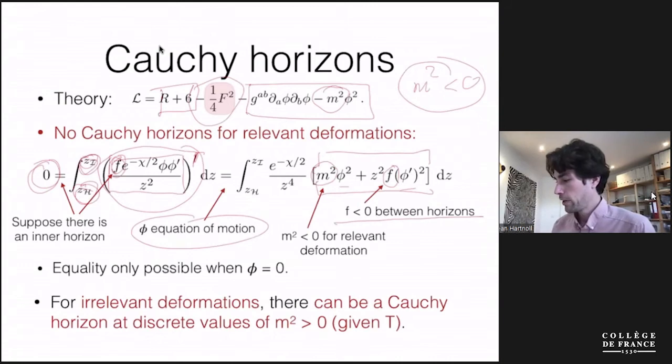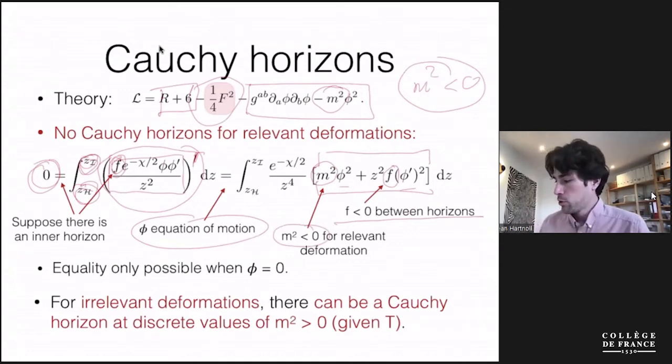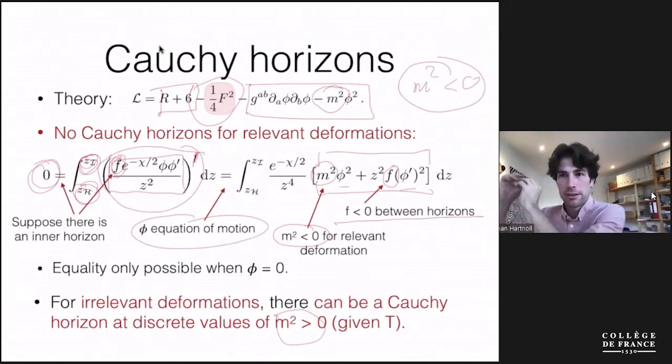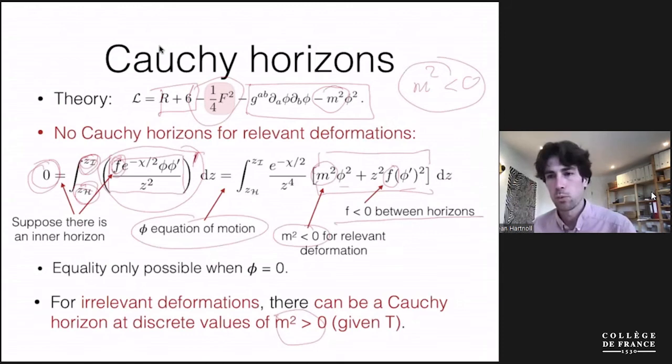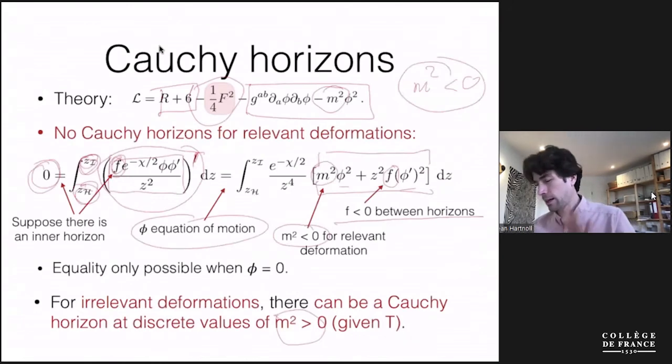It shows that when m squared is negative, there cannot be a Cauchy horizon inside the black hole. When m squared is positive, it turns out there can be Cauchy horizons, but they're not generic. Meaning, in terms of the deformation parameter, there are certain discrete values where you can get Cauchy horizons, but it's not generic.